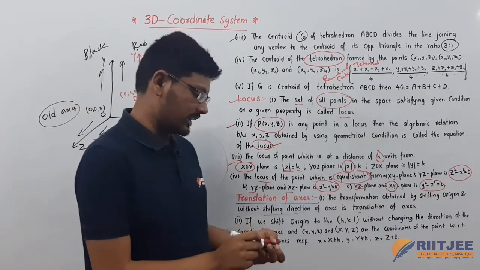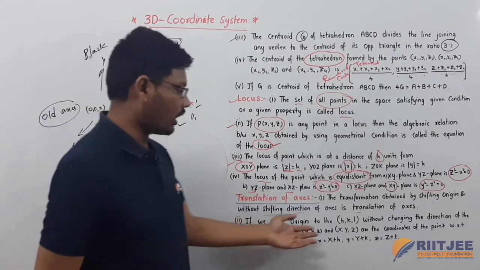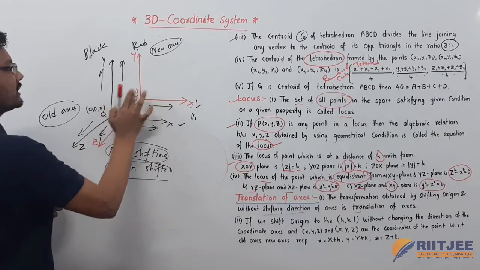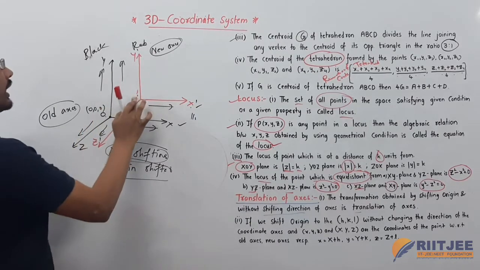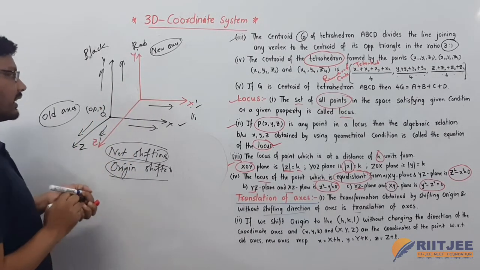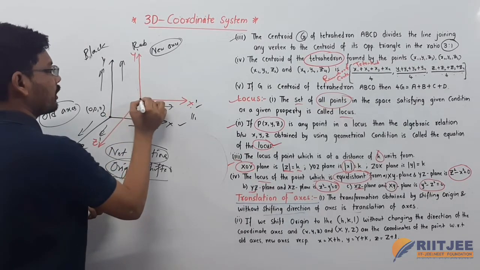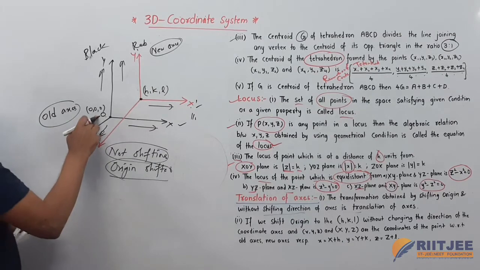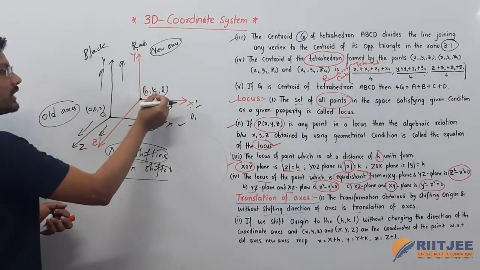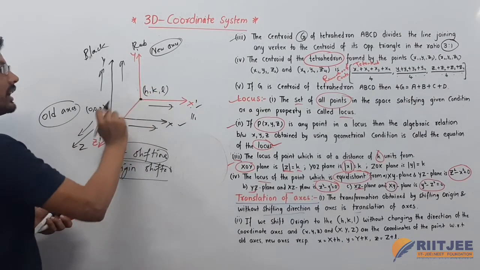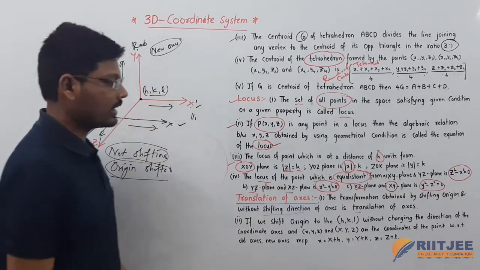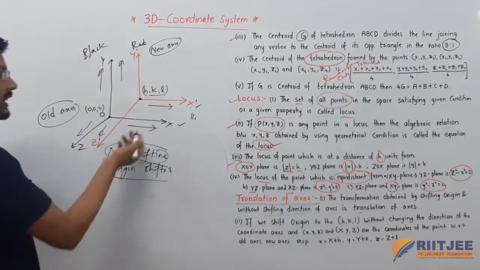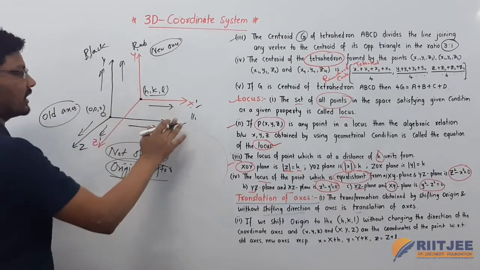Now if you look at the second point, if we shift the origin to h comma k comma l, here this origin is shifted to somewhere, and this point I am considering is h comma k comma l. Here we don't know this point. The origin is shifted some distance, to that point h comma k comma l, without changing the direction of the coordinate axis. Here I am not changing any direction of x axis.